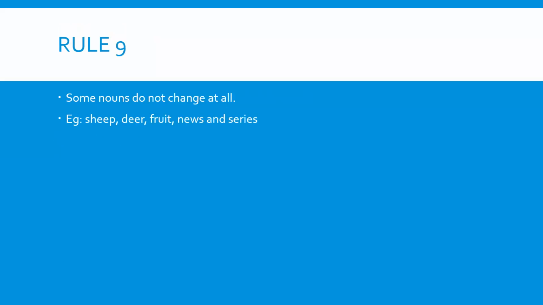Rule number 9. Some nouns do not change at all. For example, sheep. One sheep, many sheep. One deer, many deer. One fruit, many fruit. News. You can't even say one news and many news. It's just news. Series. You cannot change these nouns at all. They stay the same, whether it is singular or plural.